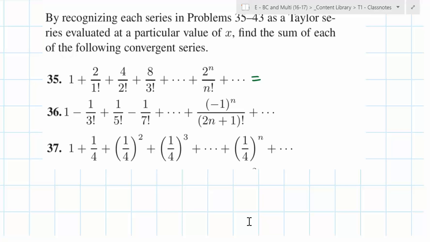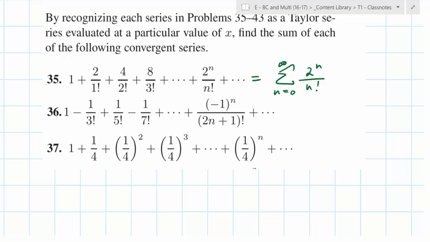It looks like e to the x. Do you agree with that? So if you wrote the general term, what would that be? It would be the sum from n equals 0 to infinity of 2 to the n over n factorial. I think that's right. Plug in 0, that works. Plug in 1, that works. Okay, excellent. So what do you do next?